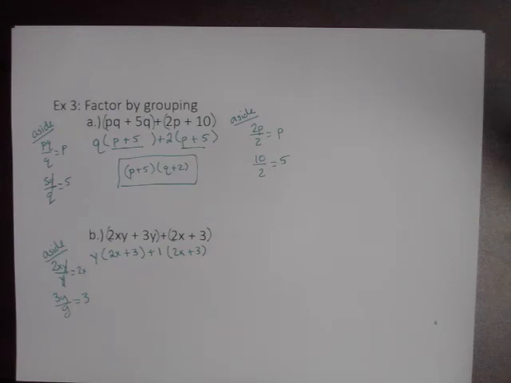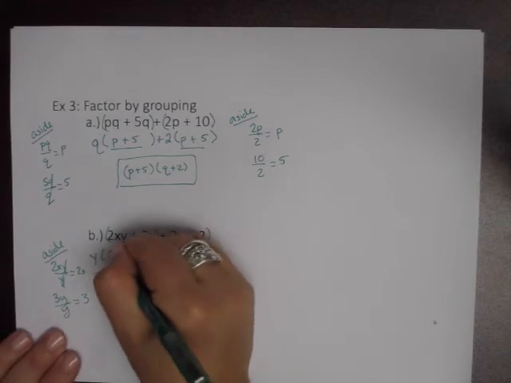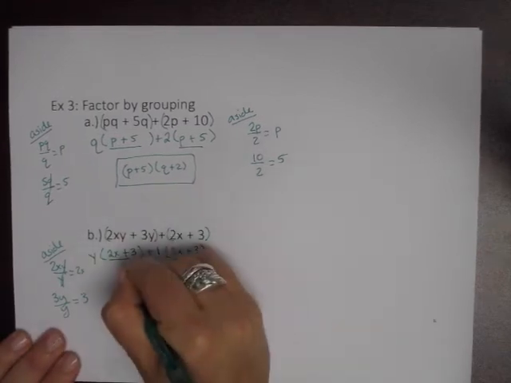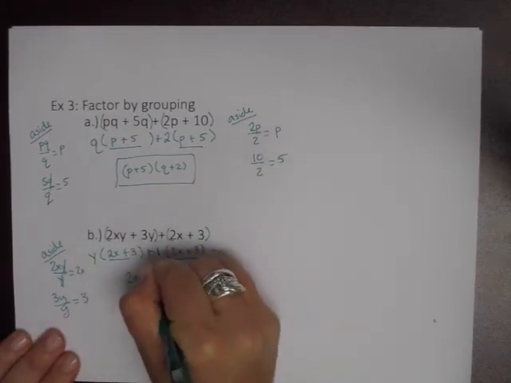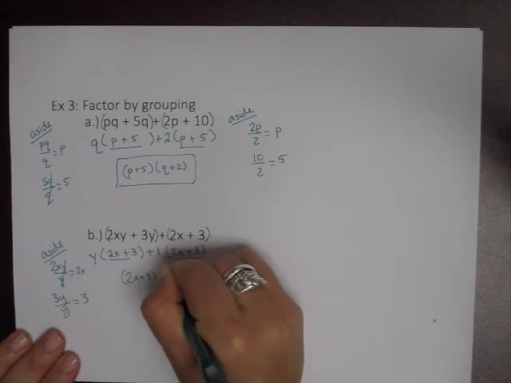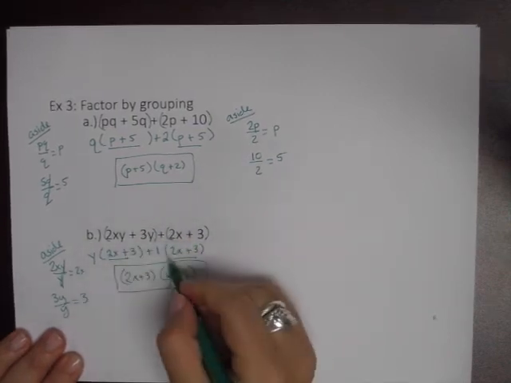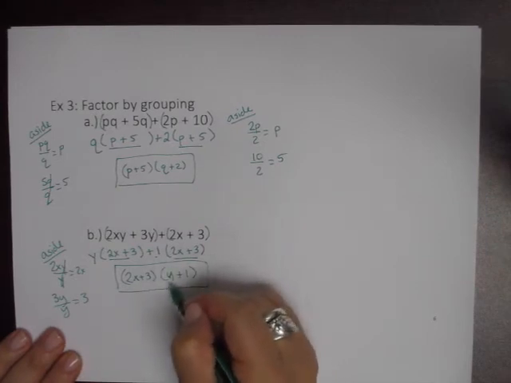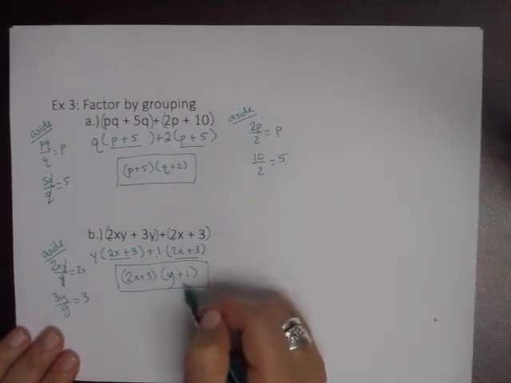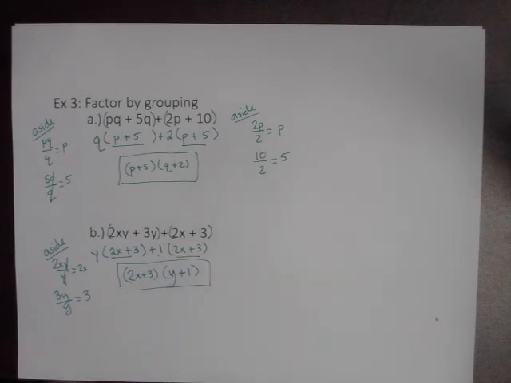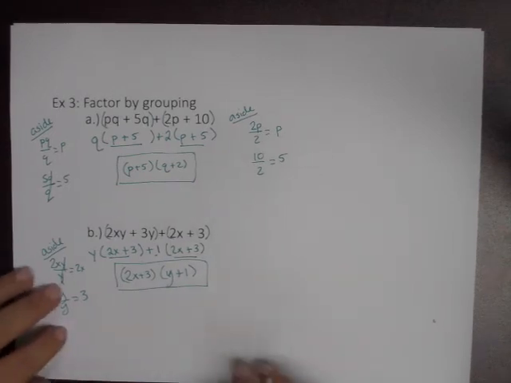Okay, so I've factored out my GCFs. Now I've got to check the common binomials. These are going to be exactly the same, so I'm going to write 2x plus 3, and then y plus 1, and I'm going to box my answer. If you forget to pull out this 1, it's going to mess up your problem right here, because it's just going to look like your GCF is y, which is y plus 1.